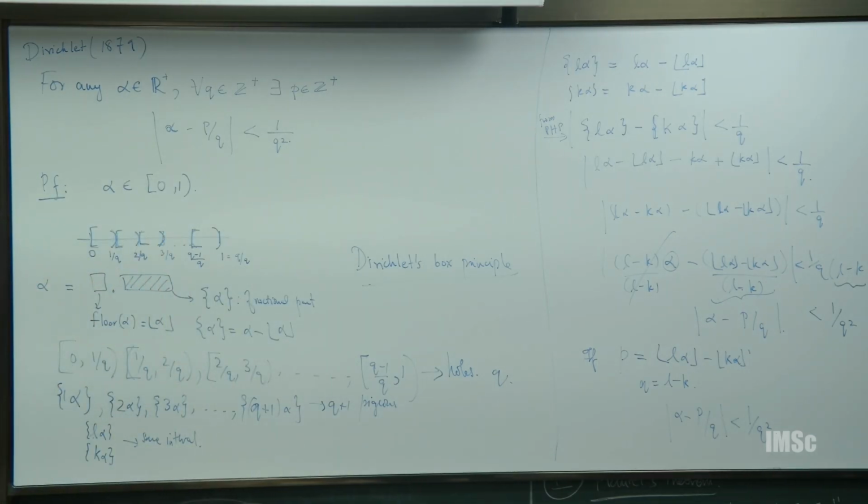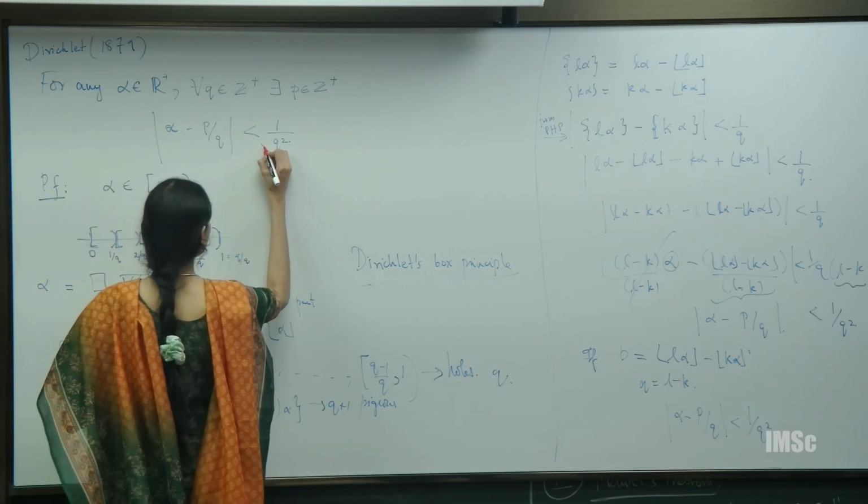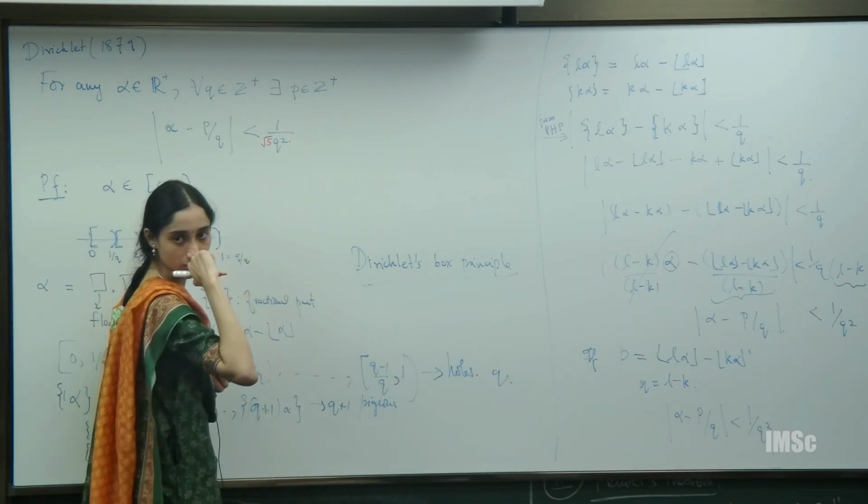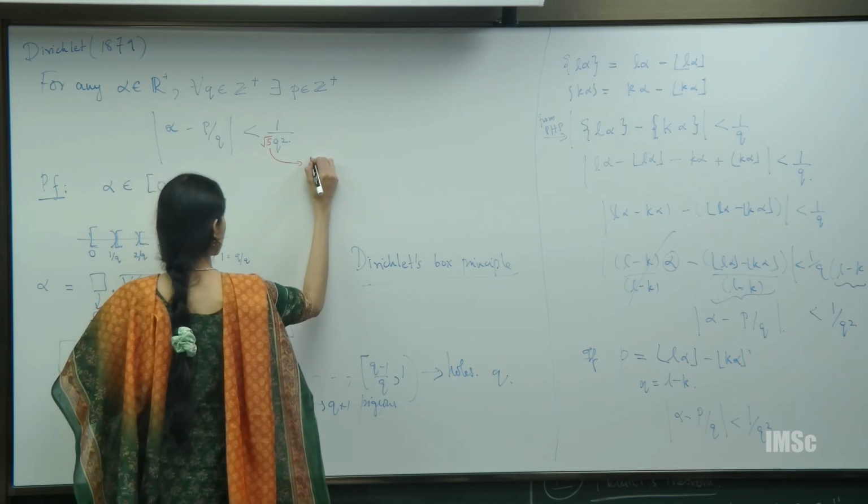At least in literature, this is the first place where it was used. Maybe it got pigeonhole names later on, but the first place where it was used is to approximate reals by rationals. So now this Q square here, you can improve it to root 5 times Q square. Okay. So this is by Hurwitz.